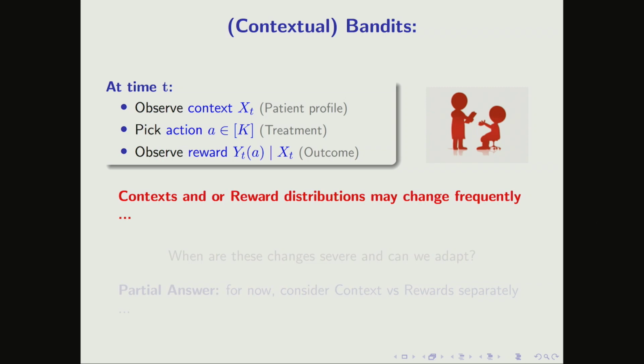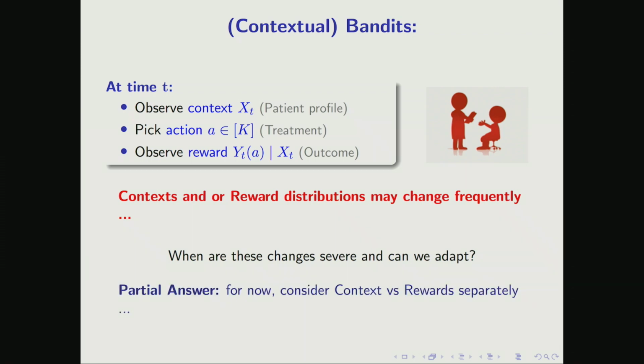So in this particular problem, the context distribution, so the arrival of patients, the profile of patients, the population itself, may be changing. And also the reward distribution may be changing, so our treatment may no longer be working. So all these things may be changing. And the question then becomes, when are these changes severe and can we adapt to them? And how can we measure the severity of such changes in contextual bandits?